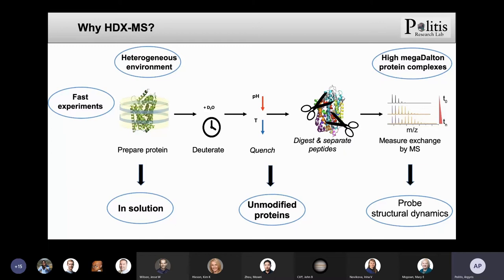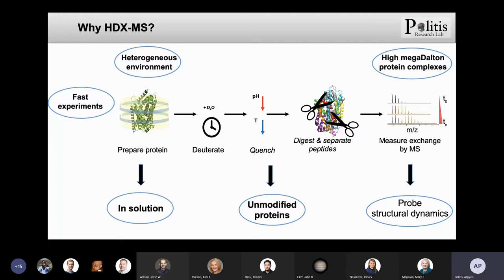So how it works. We prepare the protein in solution, and usually we carry out differential experiments, at least in my group. So we have two states: a state that we are interested in, for instance, a drug-bound state, and the unbound state. The unbound state is used as a reference state. By doing this differential experiment, we can map the effect of drug or substrate binding to a protein. Then we deuterate our samples for different time points, usually from seconds up to hours. Then we quench the reaction by lowering the pH and the temperature.